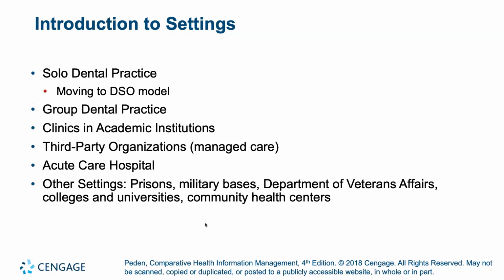So what types of dental settings are we looking at? There's the solo dental practice, which is now moving more to a DSO model, and we'll talk about what that is. A group dental practice, clinics and academic institutions, third-party organizations, i.e. managed care, acute care hospital settings, and then others are prisons, military bases, Department of VA, colleges, universities, and community health centers. And if you are following along in your book, you will want to be on page 508, moving into 509 here.